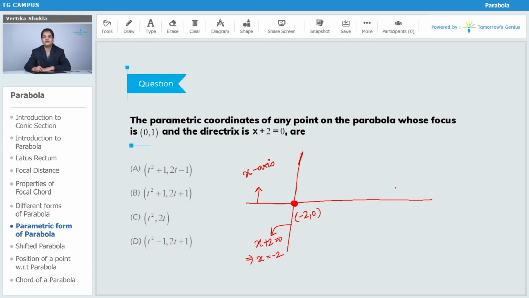The focus is given to you as 0, 1. Suppose this point is 0, 1. This is your focus. The one thing that we have to find in this case is your vertex. Vertex will be somewhere in between this directrix and focus. The second thing that we had done when we were discussing the standard form of a parabola was that the distance between the vertex and the focus and the distance between the directrix and the vertex is equal. That means vertex is the midpoint of this point and your focus.